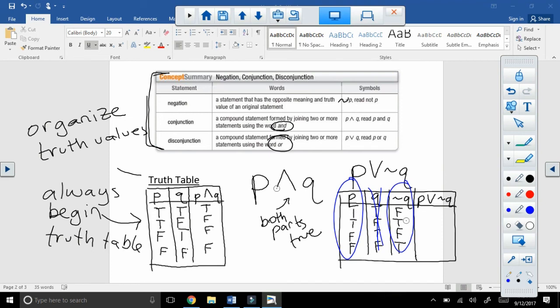So if I have a true or a false one, remember if it's or, you only need one part to be true to make it true. If they're both true, this will be true. If they're both false, this will be false. And a false and a true will also be true. So when you have or statements, you'll have 3 true, 1 false.